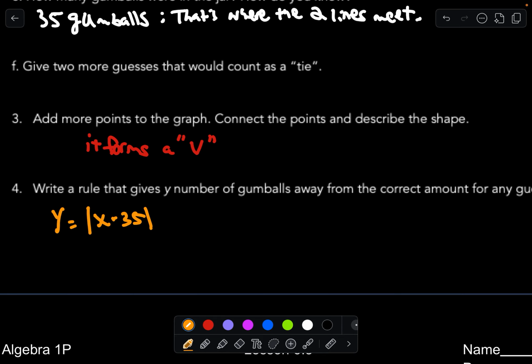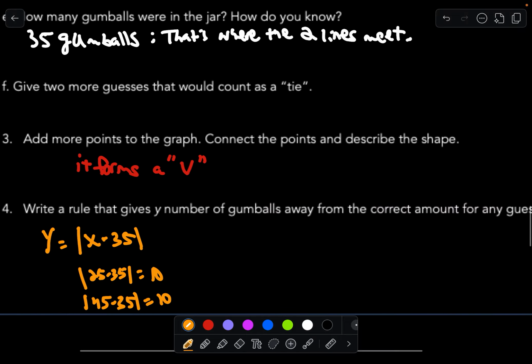Okay? Notice, if you're 10 less than 35, if you guess 25 and it comes out that you're 10 less, that would give you 25 minus 35 absolute value. That's going to be 10. Or if you guess 10 more, in which case it was 45 minus 35 absolute value, that's also 10. So you see, it gives you the distance away from the true value your guess was.